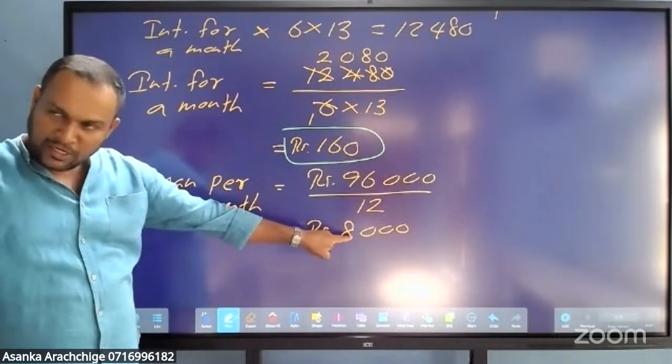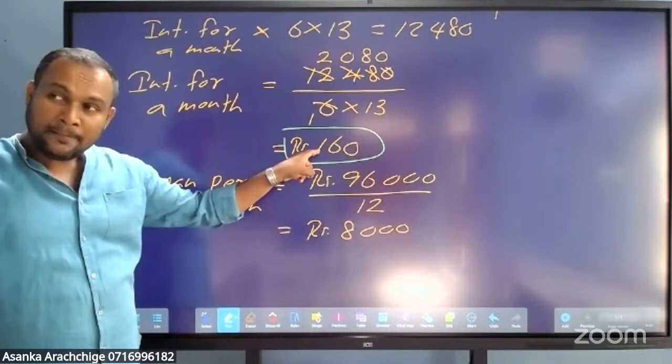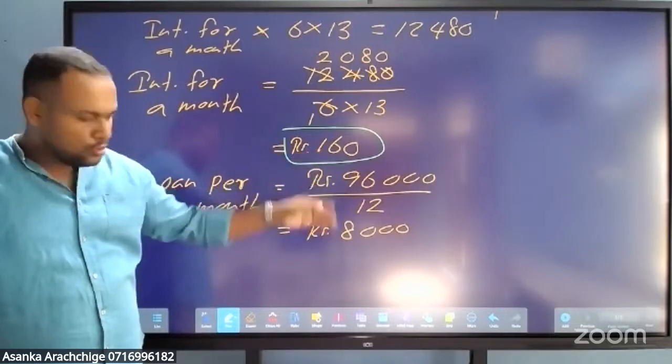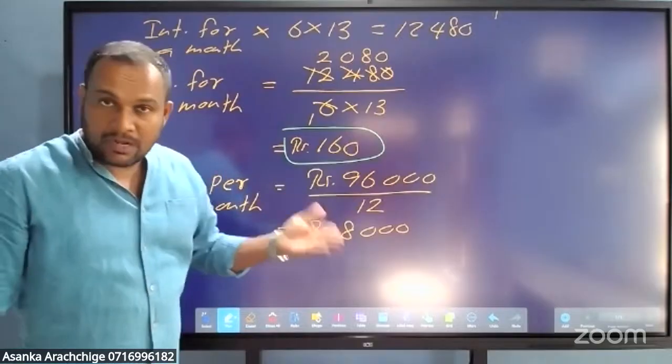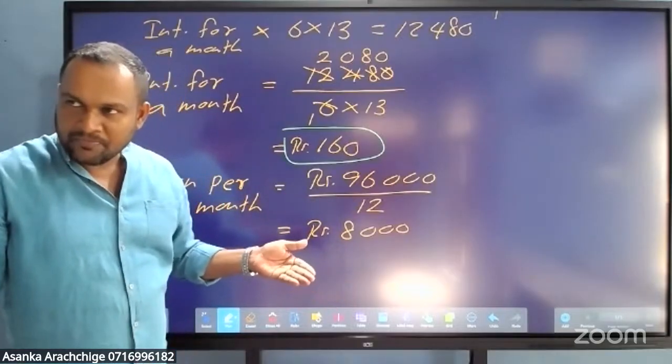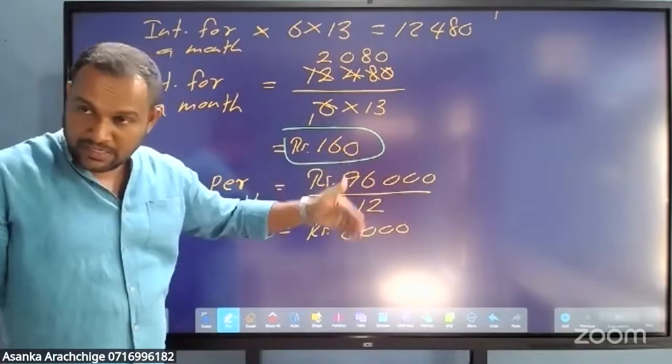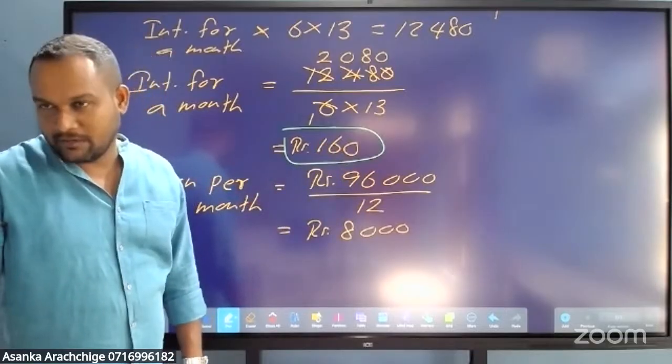This is the monthly loan amount. This is the monthly interest. You know both. Then from this you can find the monthly rate of interest. By multiplying it by 12, you can get the annual rate of interest.